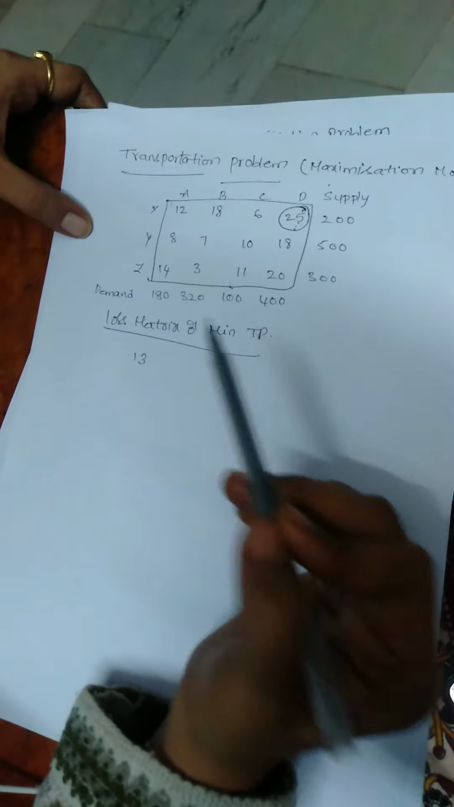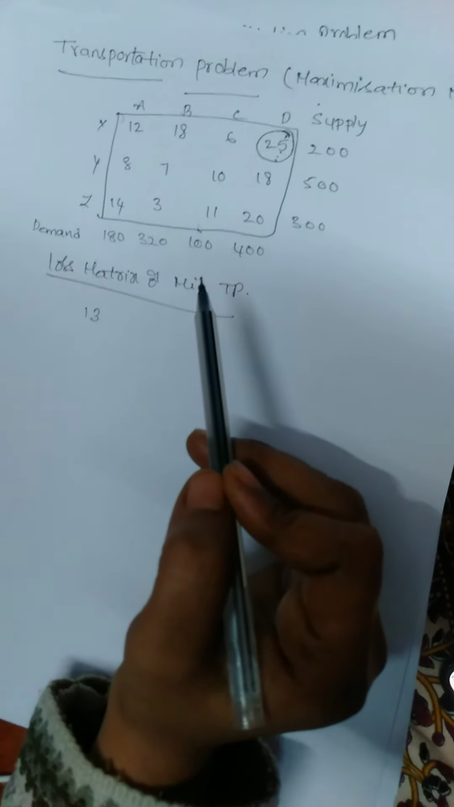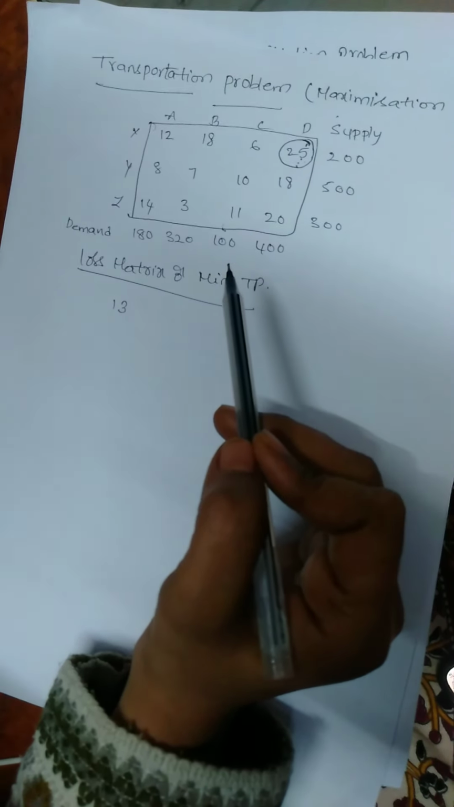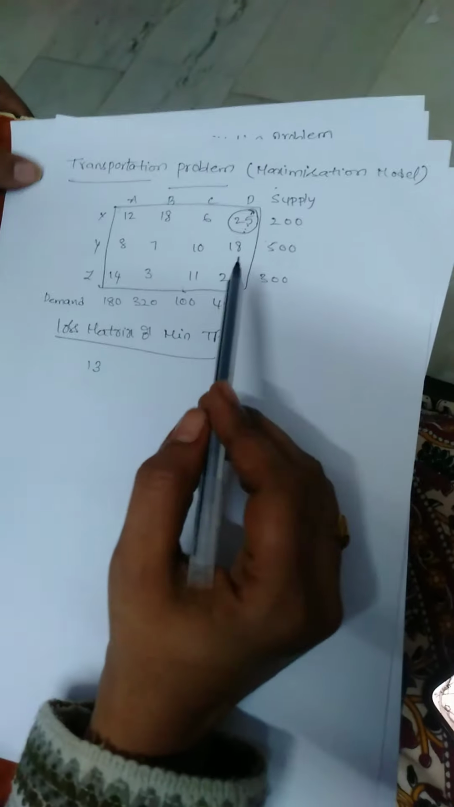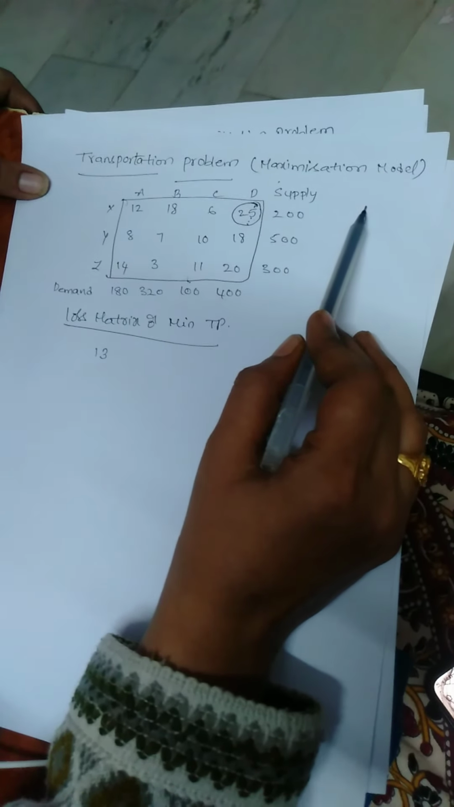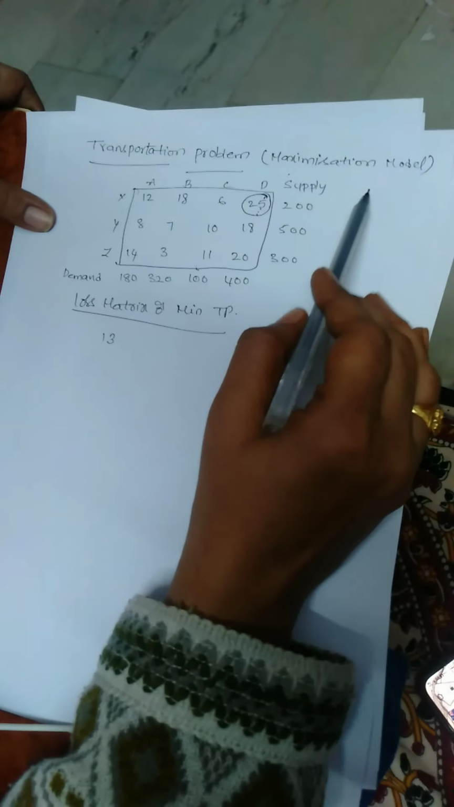say that the problem is in minimization model. And if the data is related to revenues or profits, or sometimes it is mentioned in the problem that the payoff matrix is a profit table, then we can understand that the transportation problem is in maximization model. Now let us see how to transform this maximization model into minimization model.